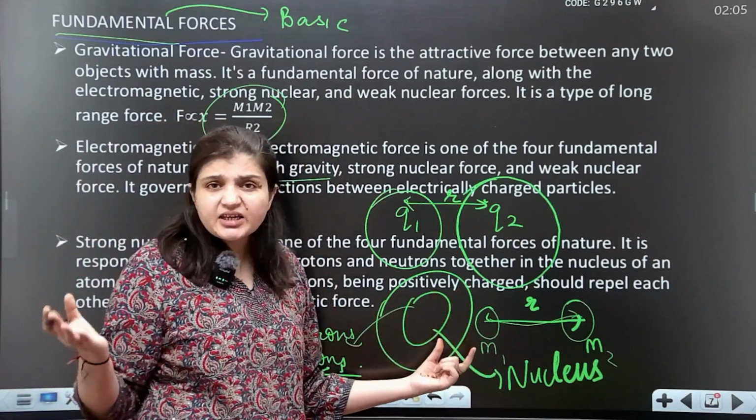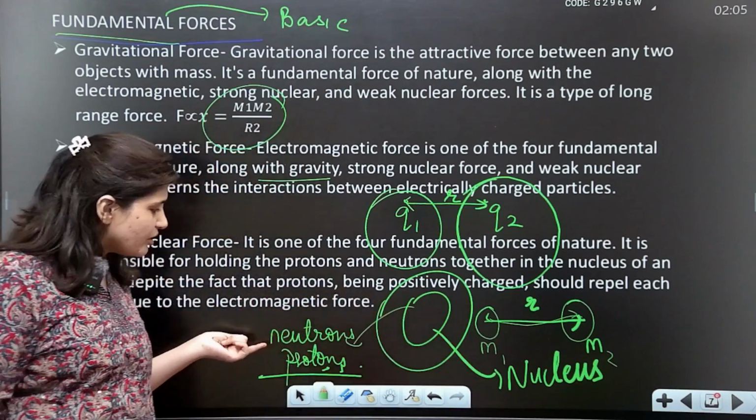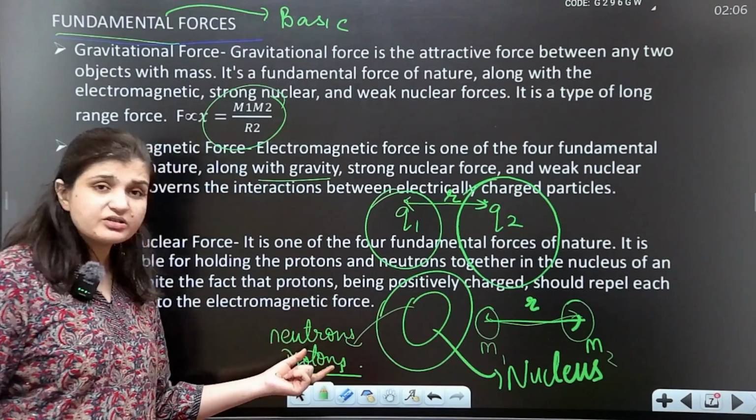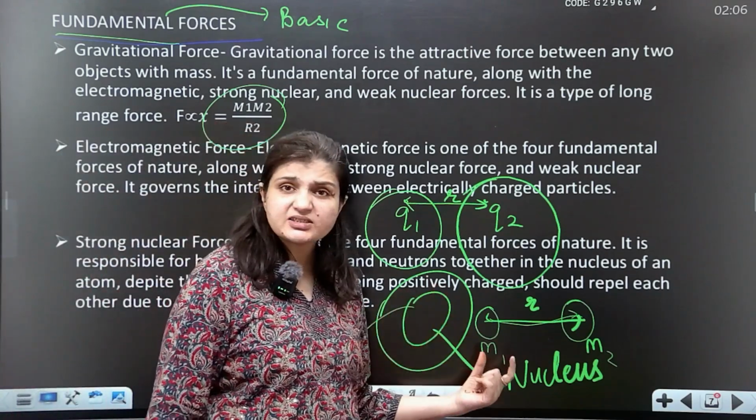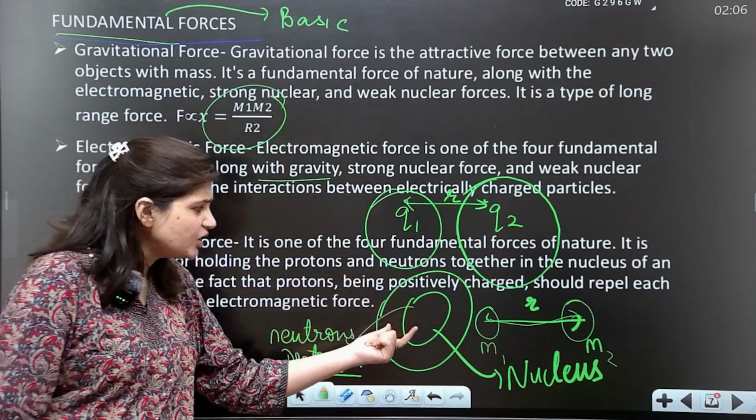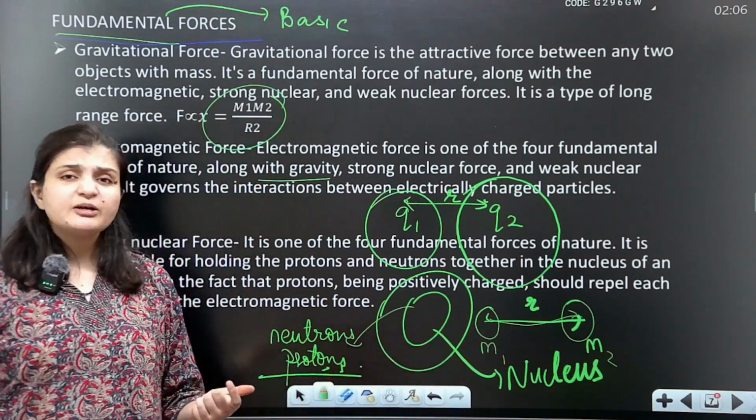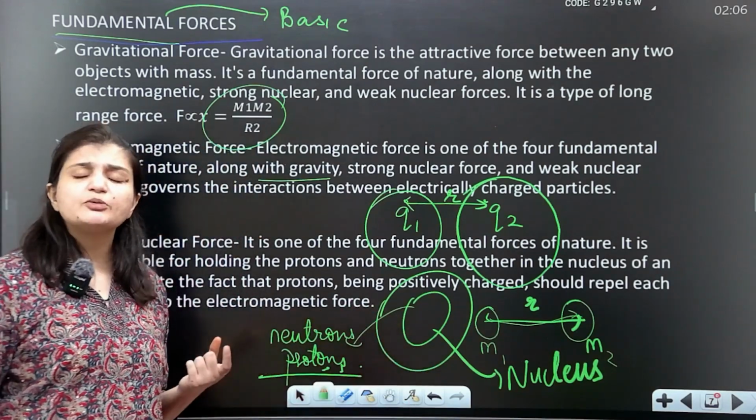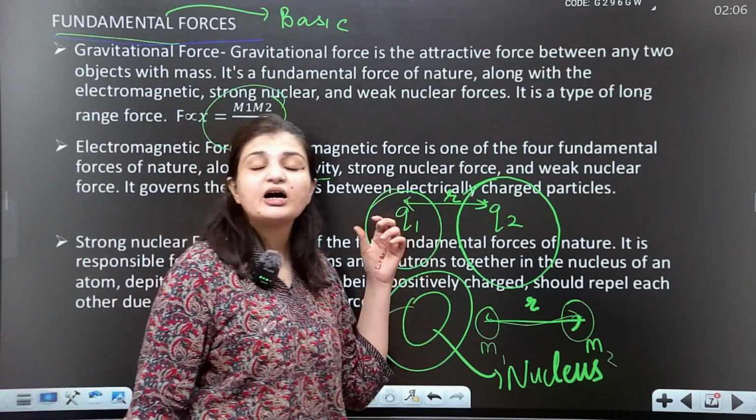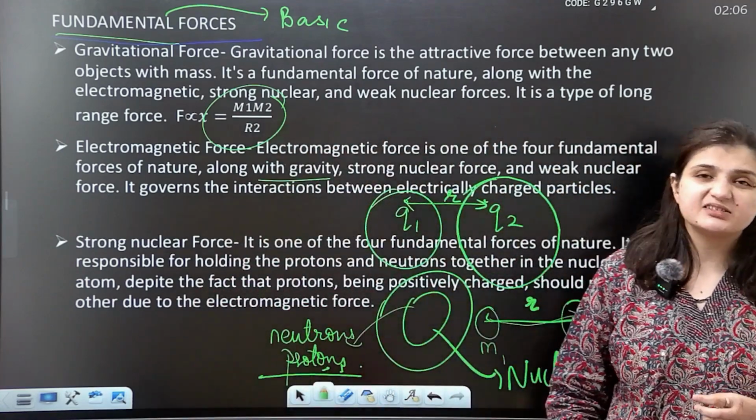This exists in nature. A good amount of protons and a good amount of neutrons are kept in the nucleus. So how are these neutrons and protons kept in the nucleus? That is due to a strong nuclear force which exists between them.